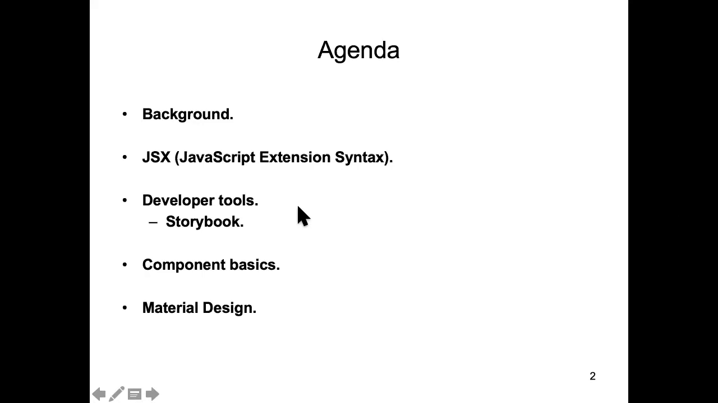Then I'll say a little bit about the two main developer tools that we'll be using throughout this half of the module, one called Storybook, another one called Create React App. I'll talk about Storybook a little bit today, but to be honest, the one that we'll mainly use is Create React App, which is quite easy to get used to, really. It's a command line tool.